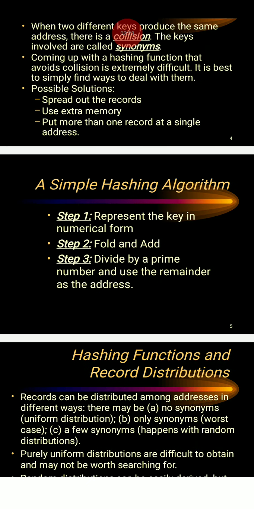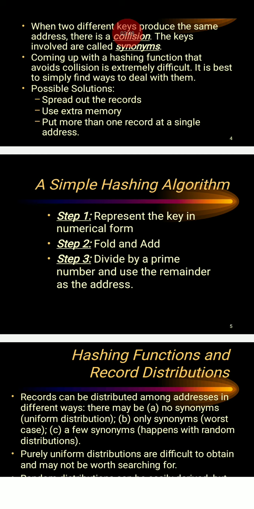Next, the important thing is the hashing algorithm. The hashing algorithm is represented with three steps. First step is what? We need to represent the key element in numerical form. For example, xyz or abcd is your key element. If you take abcd, then what do you do? We take the ASCII value of each: A ASCII value, B ASCII value, C ASCII value, and D ASCII value. We represent it in numerical form.